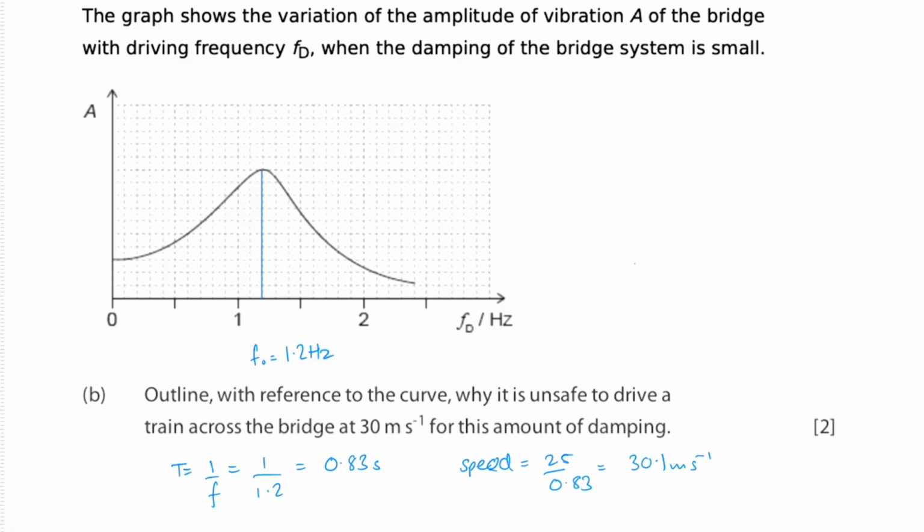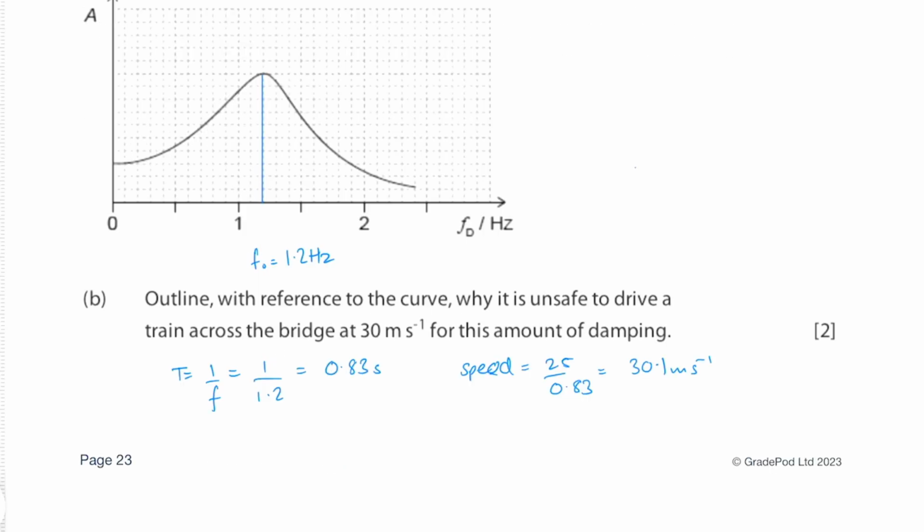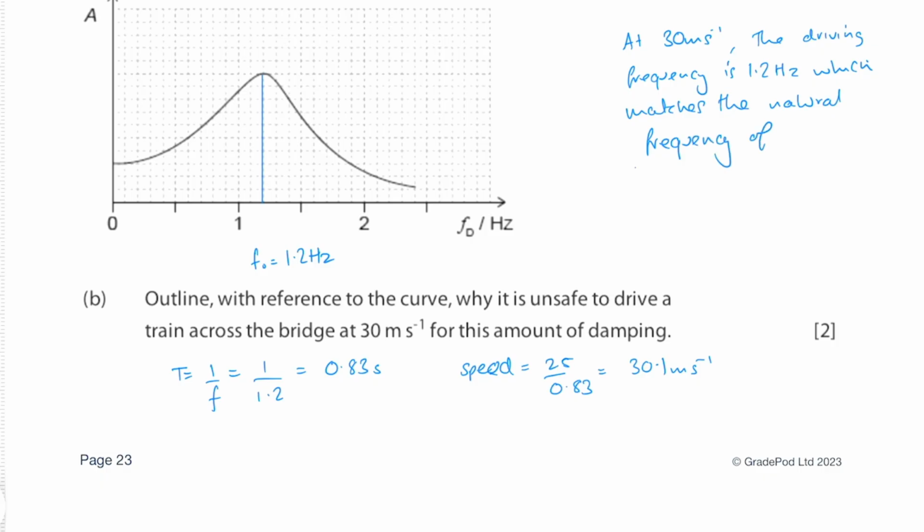second. So, outline with reference to the curve why it's unsafe to drive a train across the bridge at 30 metres per second for this amount of damping. At 30 metres per second, the driving frequency is 1.2 hertz, which matches the natural frequency of the system. Resonance occurs.